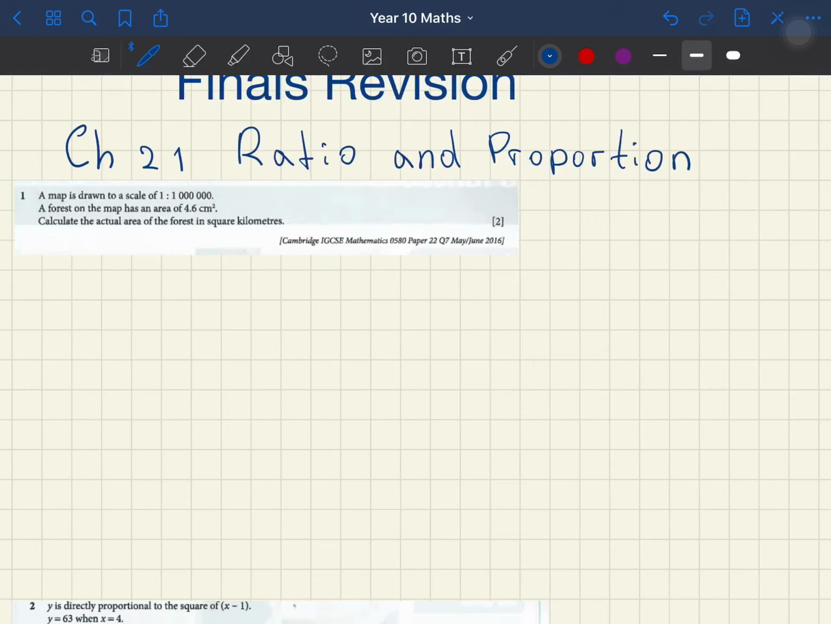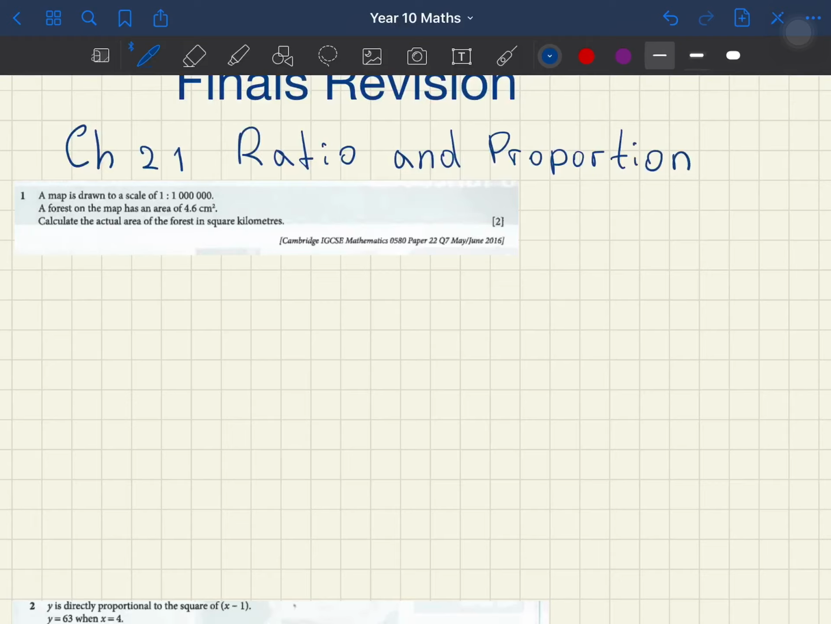Hello everyone and welcome to the finals revision. First chapter, which is going to be on finals, is chapter 21 about ratio and proportion. So I've prepared some questions from this chapter, and I'm going to solve these questions and explain to you how to solve them.